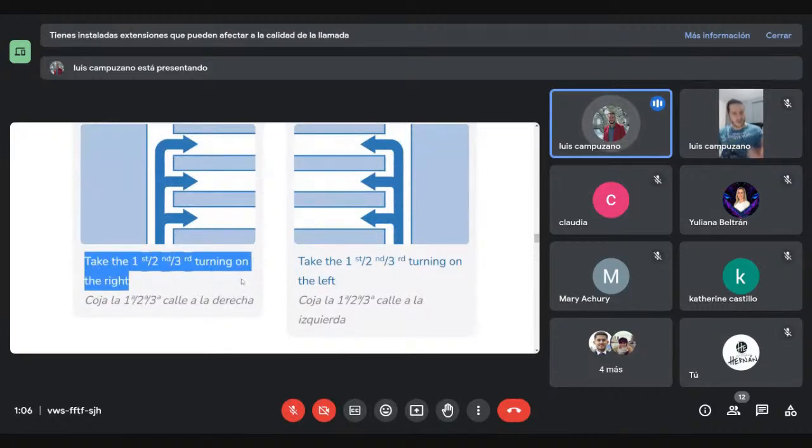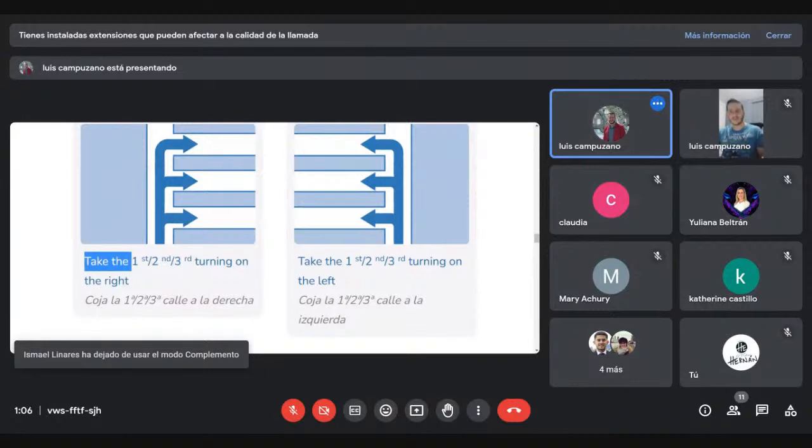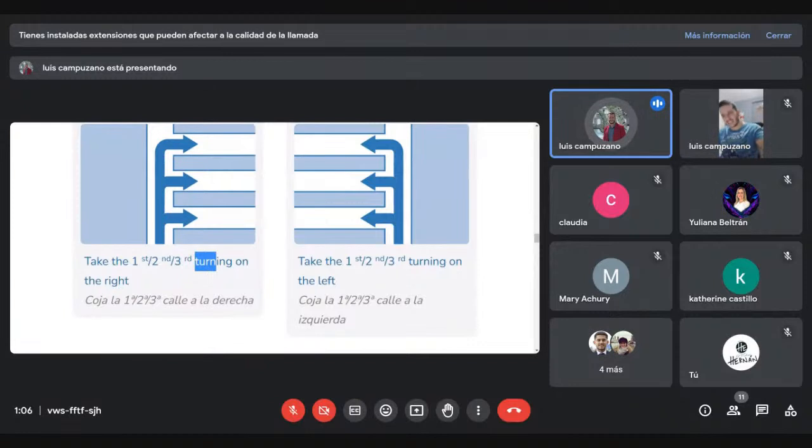Now, what we see here is very British English. In British English, they say take the, and then we use the ordinal number, first, second, third, etc. Take the, and in British English, they say turning on the. In American English, they say take the and turn. Take the first turn. Take the second, third turn. So in American English, they don't use the ing here, but in British English, they do. And we can also say take the first, second turn on the left, take the first turn on the right, etc.